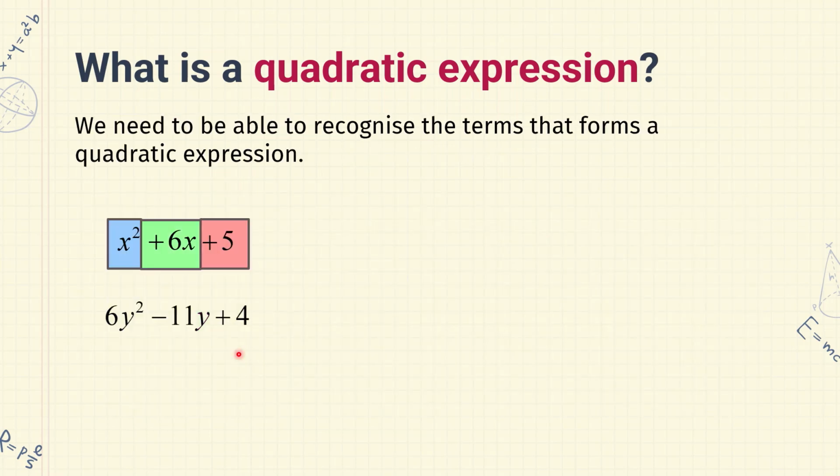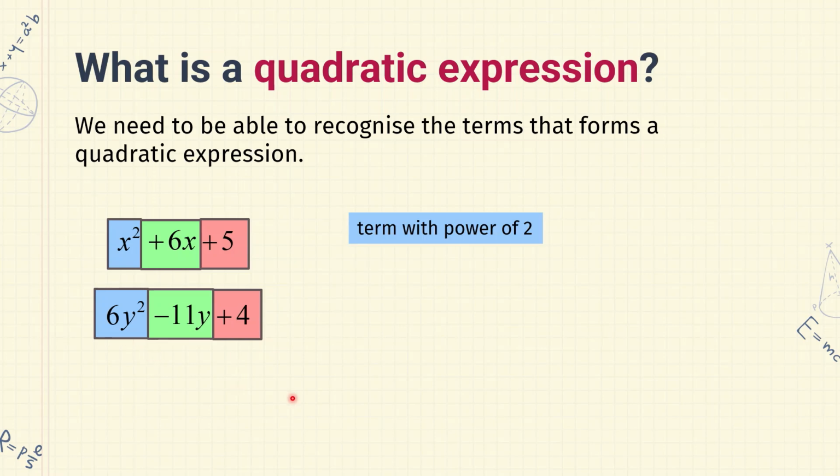Going back to this, after identifying all the terms found in this quadratic expression, we want to be able to relate them to the names of the terms. So x squared and 6y squared are what we call the quadratic term, or very loosely described as the term with the power of 2. The correct term to use is quadratic term, but since we're starting to learn it, I will call it the term with power of 2. So that is your x squared as well as your 6y squared.